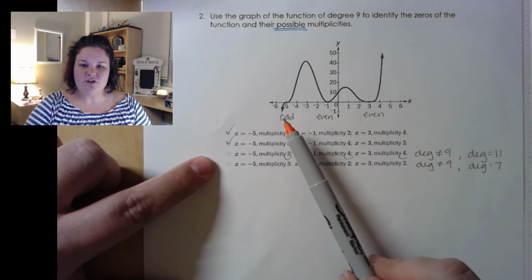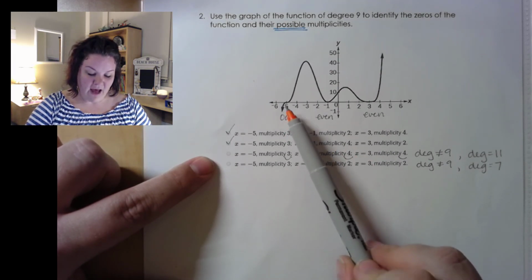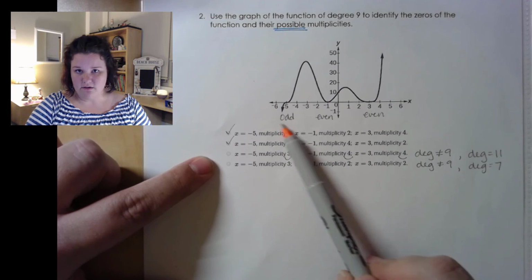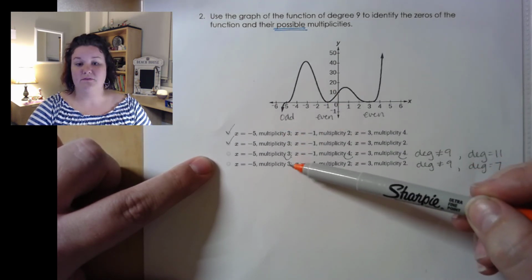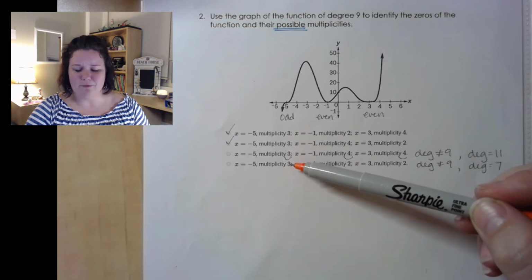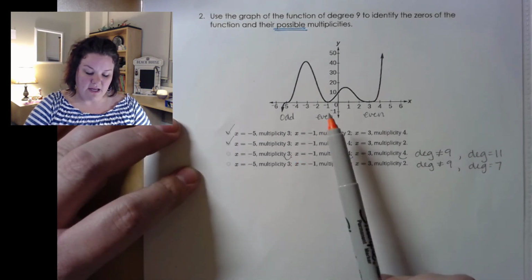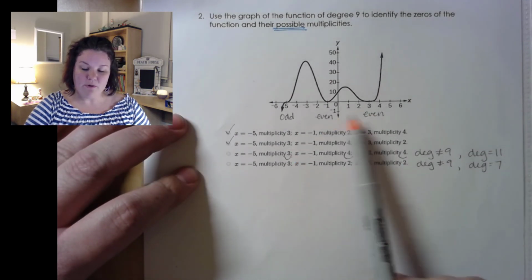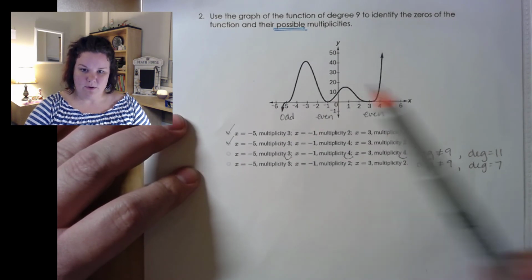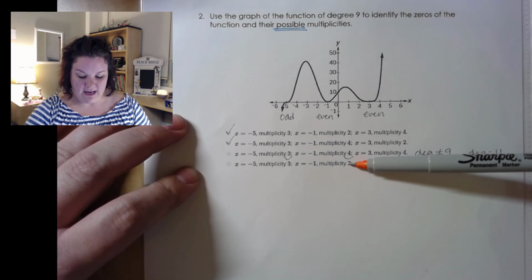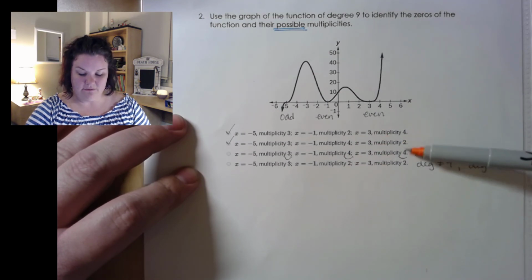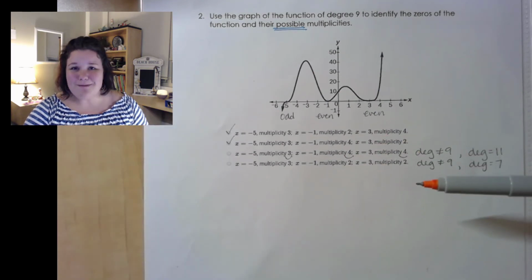Then I need to make sure that at -5, we're choosing odd multiplicities. So if I look, notice they're all 3. Well, if they're all 3, they're all odd. So that one's not going to help me out. So now let's look at -1 and 3. They both need even numbers. So at -1, look, they're giving us all even options. And at 3, they're giving us all even options. So that didn't eliminate any for us.